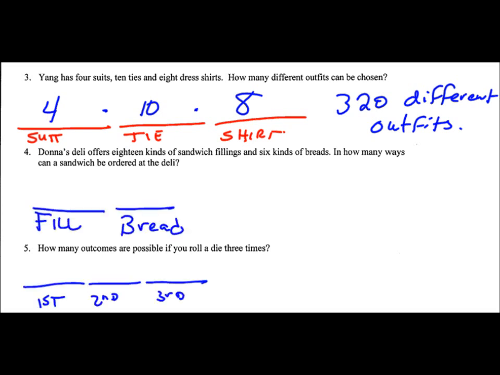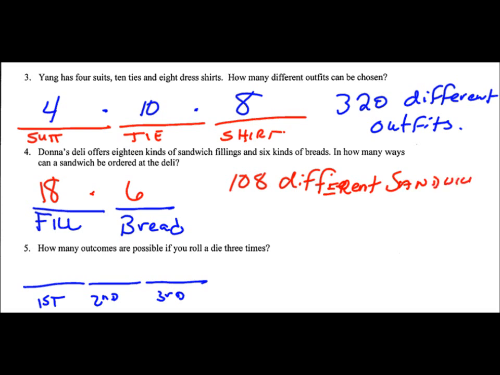So how'd you do? We had the sandwiches with 18 different flavors of filling and 6 different kinds of bread. 18 times 6 is 108 different sandwiches. So you can go to Donna's Deli, and I cannot talk and write at the same time. You can get 108 different sandwiches.